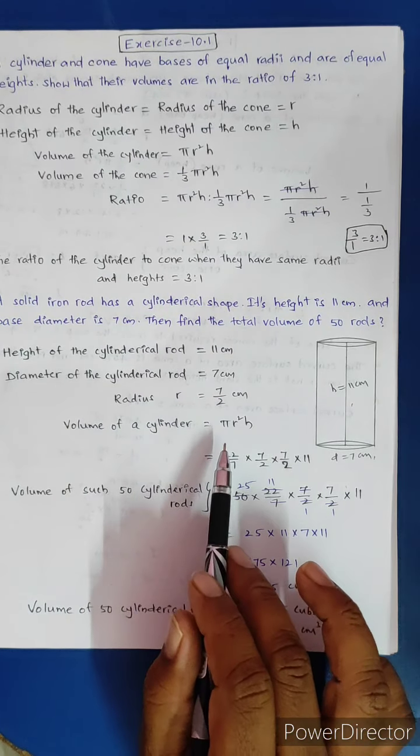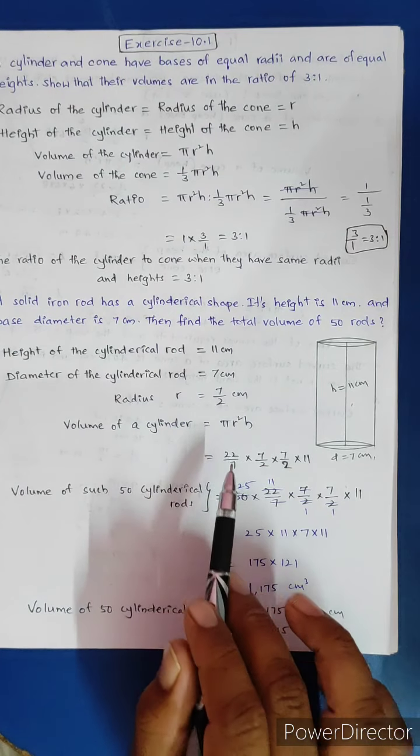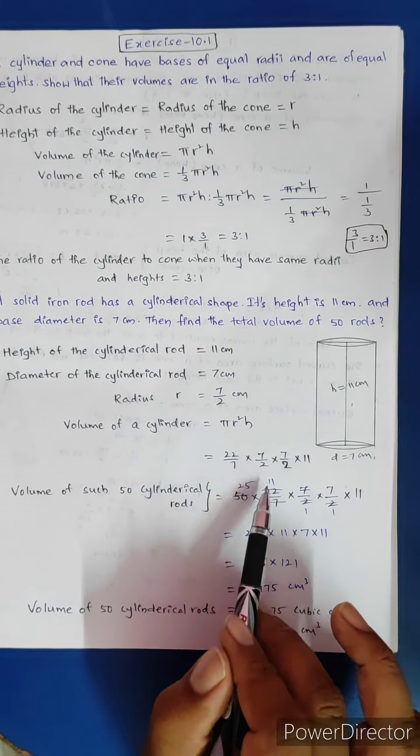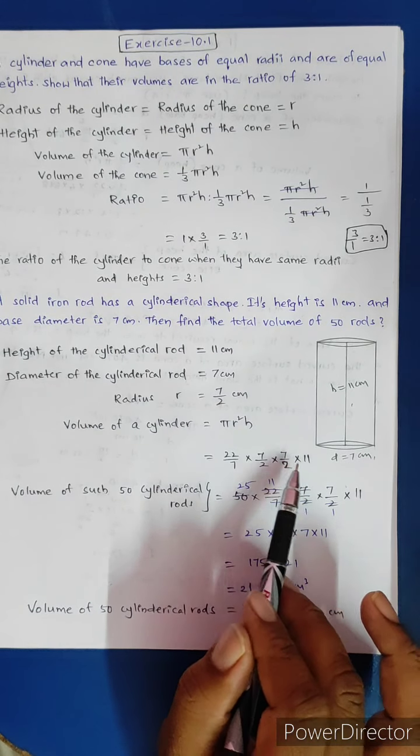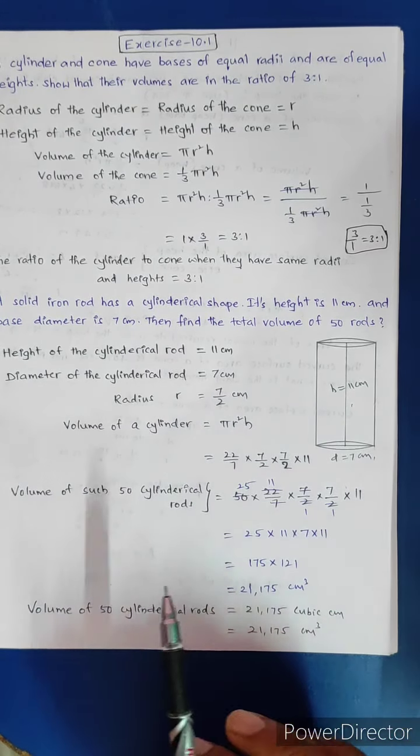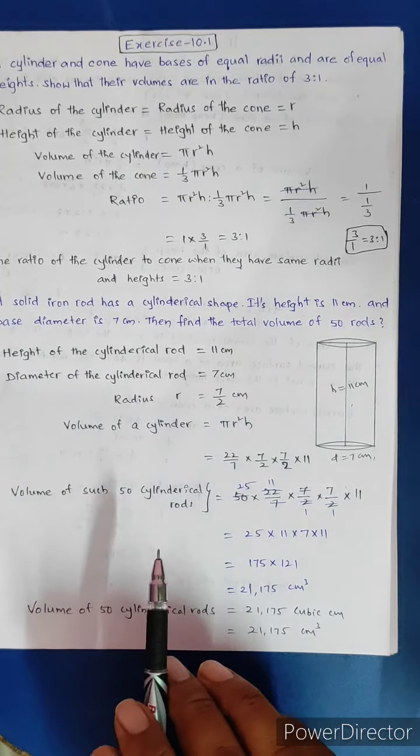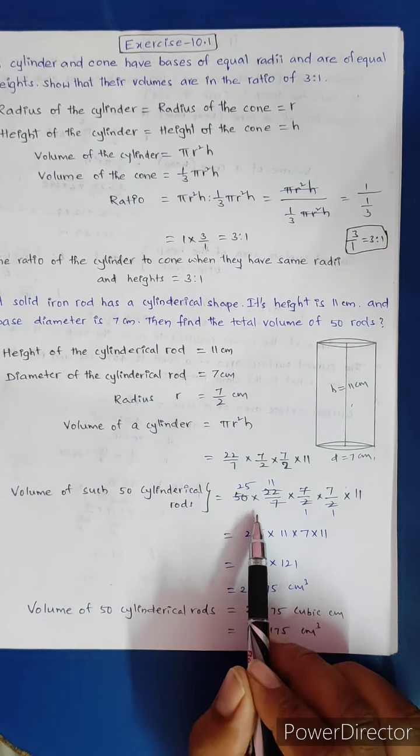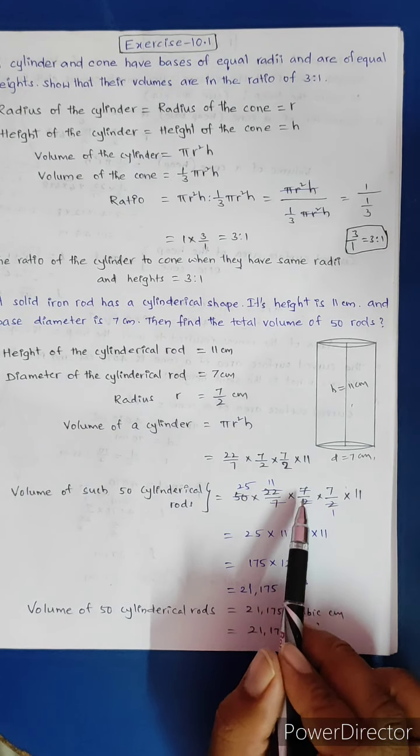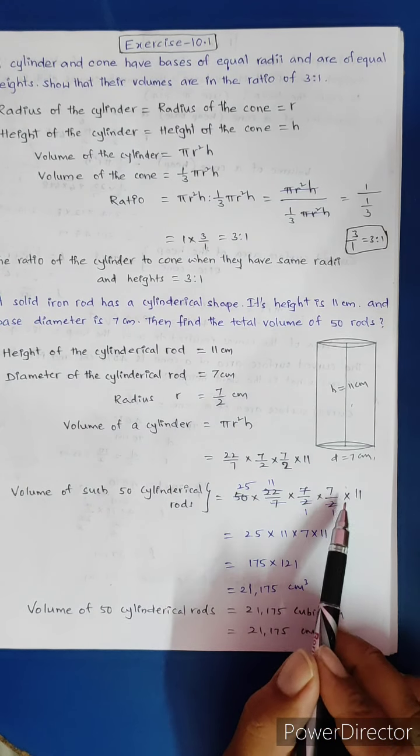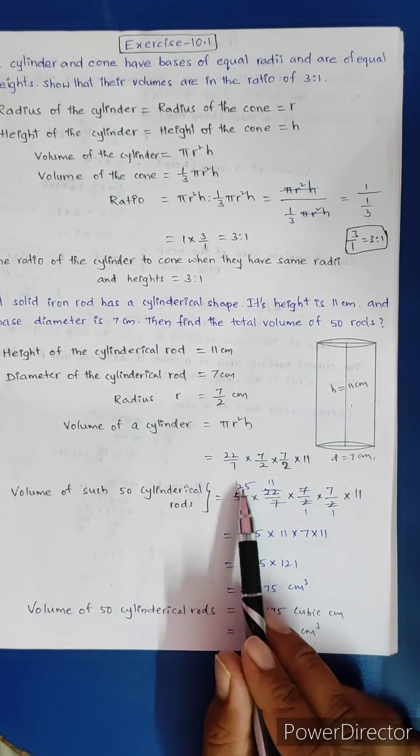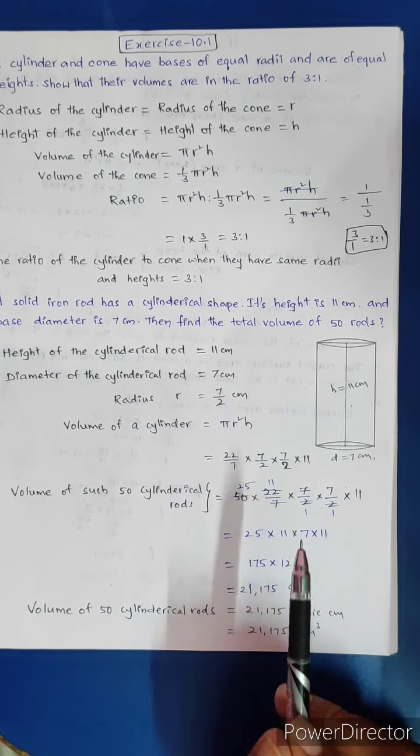Volume of a cylinder is pi r square h. Pi value 22 by 7, r value 7 by 2, r square is 7 by 2 into 7 by 2, h is 11. Now the volume of 50 such cylindrical rods is 50 into 22 by 7 into 7 by 2 into 7 by 2 into 11. 7 gets cancelled. 2 ones are 2, 25s are 50. 2 ones are 2, 11s are 22.